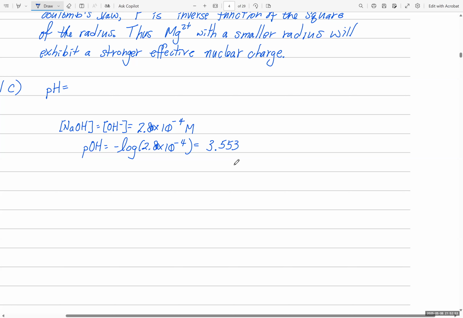And then how do we get to pH? pH plus pOH, we know at 25 degrees centigrade, is 14. So therefore, pH should be equal to 14 minus 3.553, which should come out to 10.447.